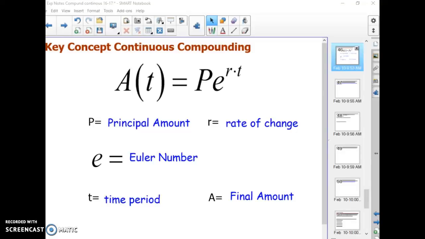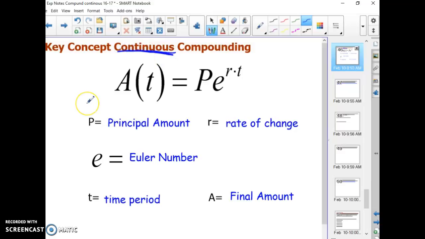Okay, continuous compounding. You have the PERT equation. PERT is super important because it's for continuous. You only use it when it says the word continuous. P is your principal amount. R is your rate of change. That's your final amount, A sub T. T is your time period, and E is Euler's number, which is 2.7.